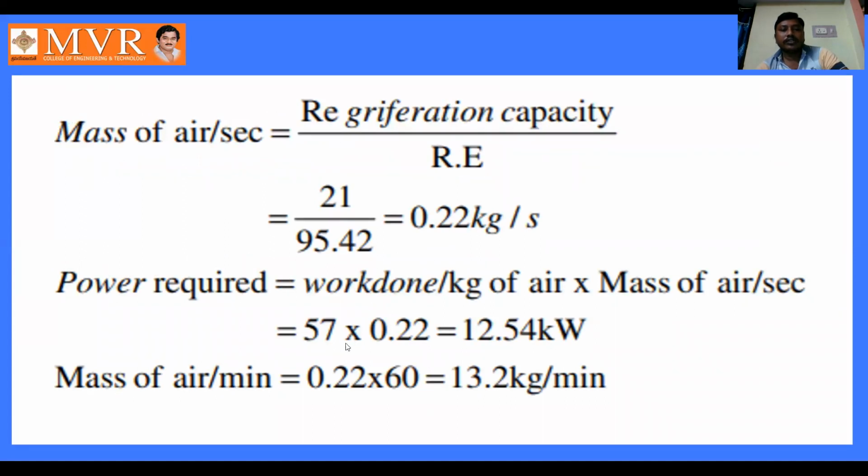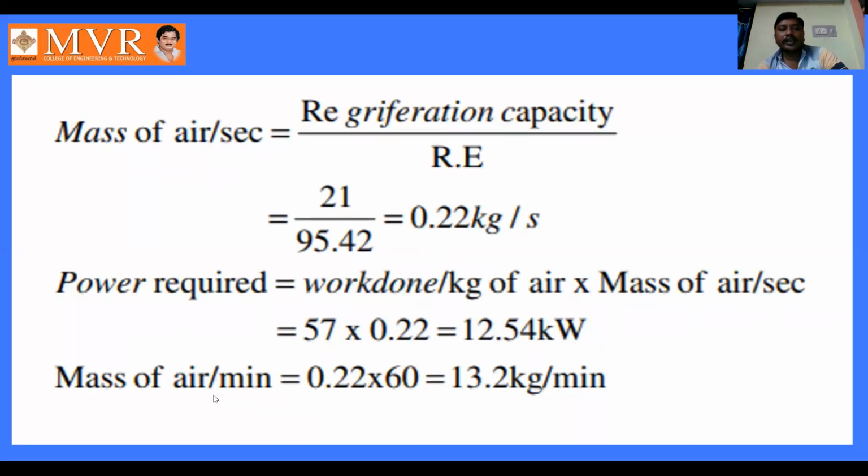Hence, we have substituted the value here as 57 into mass of air per second. Now we have calculated mass of air per second is equal to 0.22. Hence, we have substituted here 0.22. Then the required value is 12.54 kilowatt.